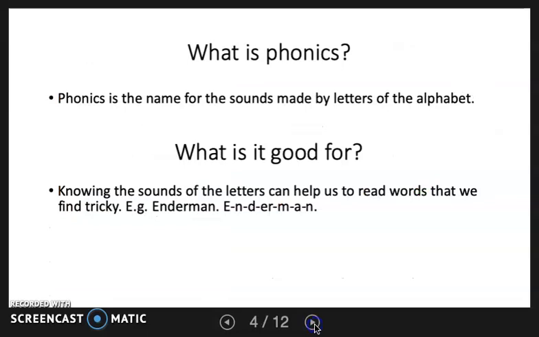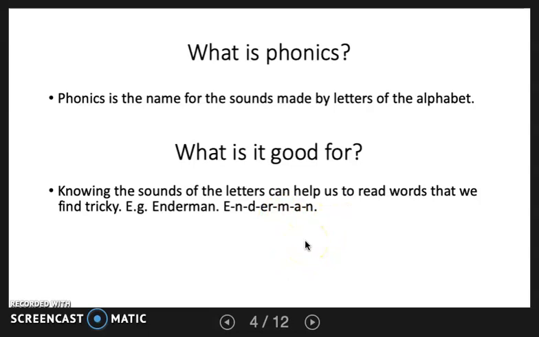So, just to remind ourselves, what is phonics? Phonics is the name for the sounds made by the letters of the alphabet. And what is it good for? Well, like we found out last week, it's good for helping us to decode and understand words that are a little bit tricky. Words like this one, Enderman, which when we break up, sounds like e, n, d, e, m, a, n. Enderman. By breaking the words up into those sounds, it can make it easier for us to understand and read tricky words. This can also help us when we're playing games to follow instructions.